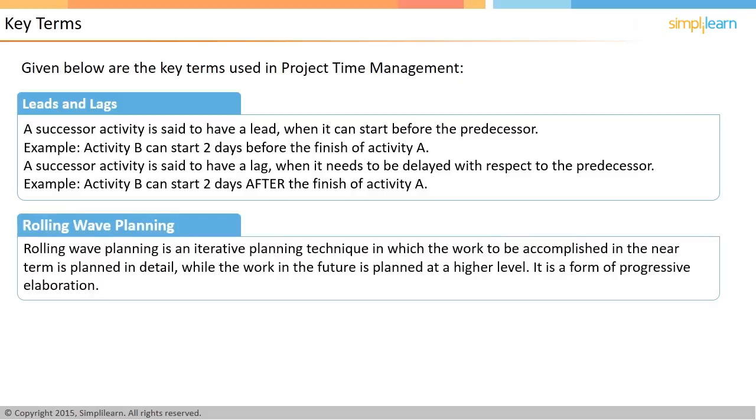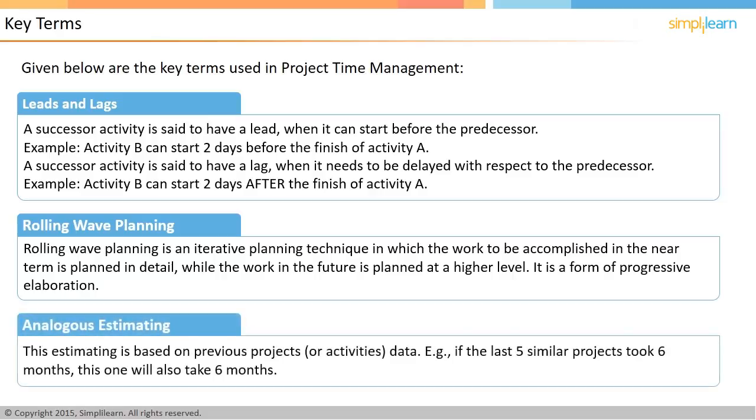Rolling wave planning is an iterative planning technique in which the work to be accomplished in the near term is planned in detail, while the work in the future is planned at a higher level. It is a form of progressive elaboration. In the context of estimating techniques, analogous estimating is based on previous project data. Therefore, if the last 5 similar projects took 6 months to complete, the next one will also take 6 months. This technique employs expert judgment.